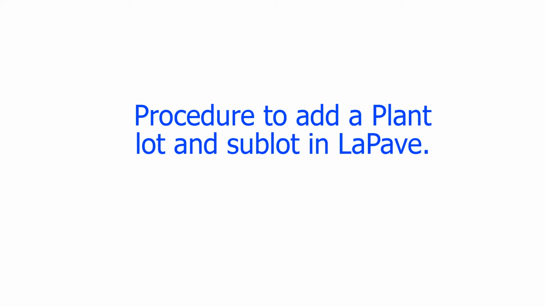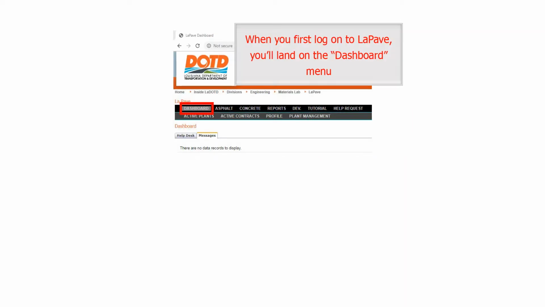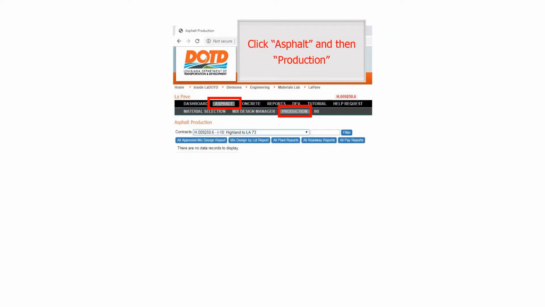This video describes the procedure to add a plant lot and sublot for acceptance data. When you first log on, you'll land on the dashboard menu. Click on Asphalt and then on Production.